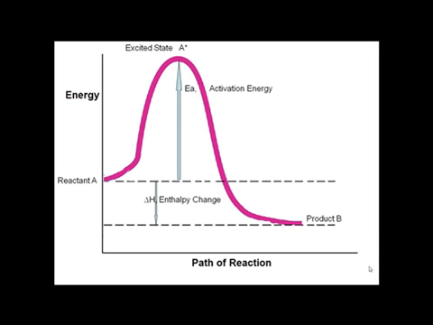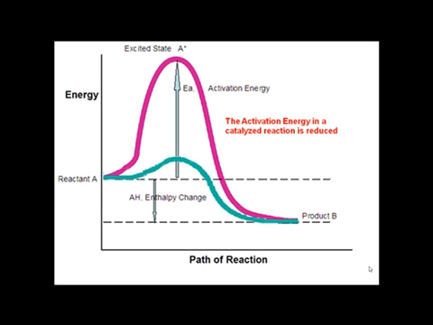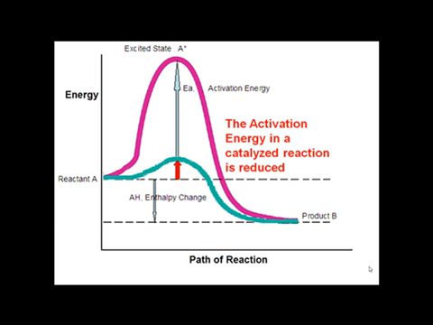In the presence of catalyst, the catalyst lowers the activation energy. The curve is changed from the red color to the teal blue color. The excited state A star is reached just after the reactant A absorbs the amount of energy shown in the red arrow. That has no effect in the enthalpy change, but speeds up the reaction. As we stated before, that may go easily at least by a billion times the initial rates. So the activation energy in a catalyzed reaction is reduced.